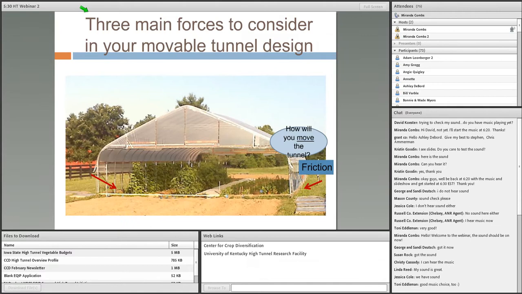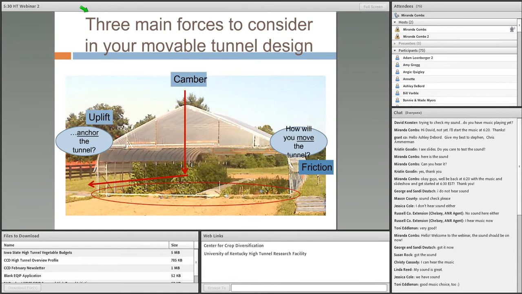Uplift is significant. If you're not going to be anchoring those tunnels, so those ground posts in concrete, you need to figure out how to anchor them. There are a lot of different options out there that we'll talk about. And then the other force that's maybe not quite as obvious, but it sure is when you start to move them, is called camber force. That's the force that pushes down, basically the weight of the tunnel, and causes the edges to splay out. So you could start with a 30-foot wide tunnel and end up with a 35-foot wide tunnel by the time you move it, if you don't do something to contain that splay.